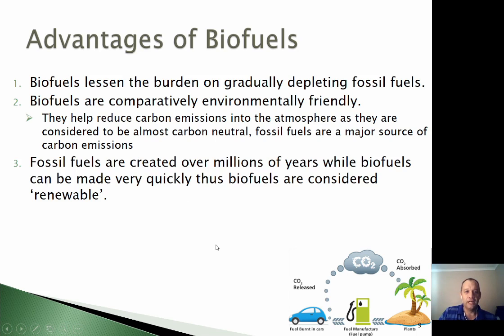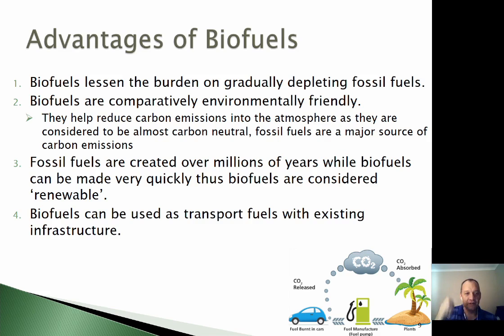Fossil fuels are created, of course, over millions of years, and this was done millions of years ago, while biofuels can be made very quickly, so biofuels are therefore considered to be renewable, at least renewable in the time frame that we wish to use them. Biofuels can be used as transport fuels as well with existing infrastructure. This means if we can make ethanol or butanol, we can mix it with existing fuels, and we can supply it to users using petrol stations and so on, the existing infrastructure.